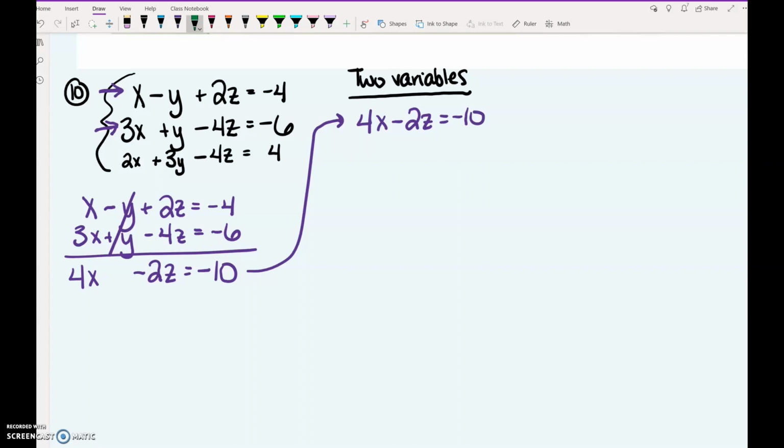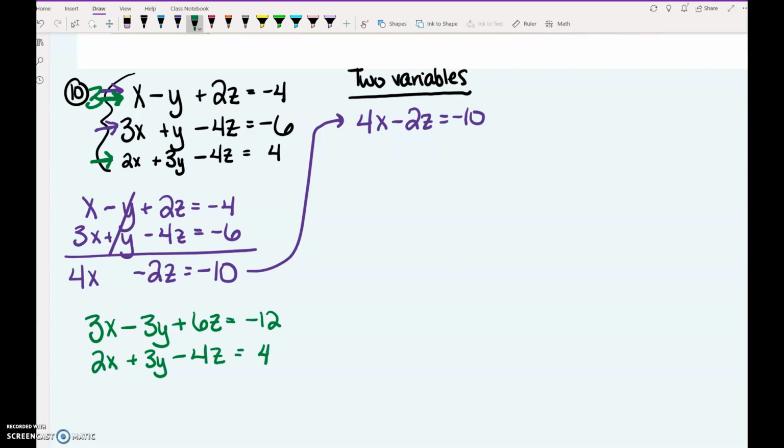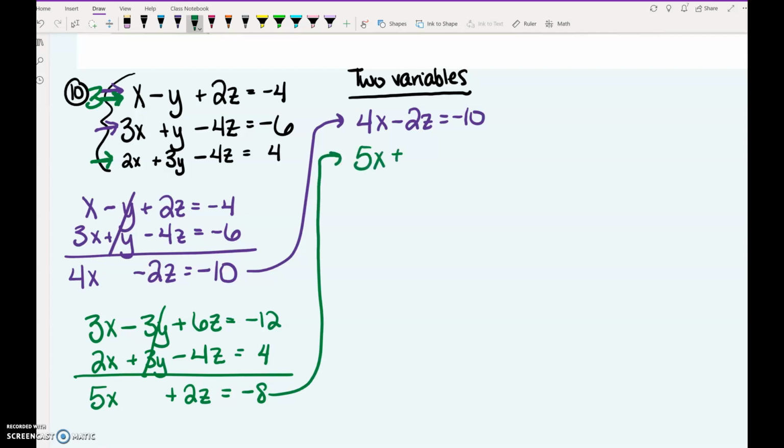Now we're basically at the stage that we were yesterday. We have one equation with two variables. We need another equation with just x and z. So this time I'm going to take the top equation and the bottom equation and eliminate the y's again. This time I have negative y and 3y, so we need to multiply the top equation by 3. That would give us 3x minus 3y plus 6z equals negative 12. That equal sign looks funny. And on the bottom, 2x plus 3y minus 4z equals 4. My y's eliminate, which is what we were trying to get, plus 2z equals negative 8. Bring that one up here and put it with our other two variable equation.